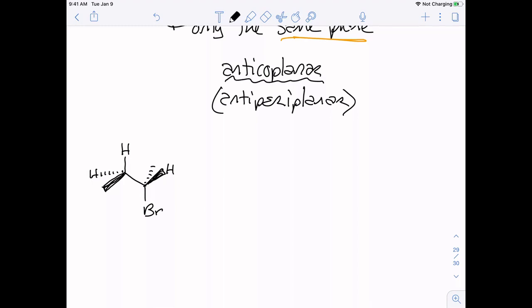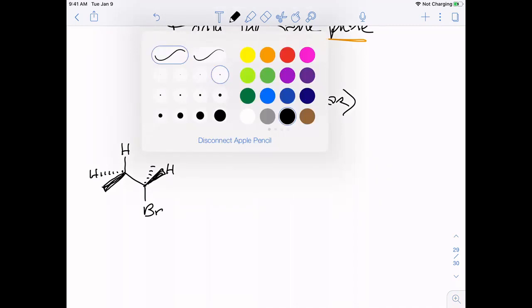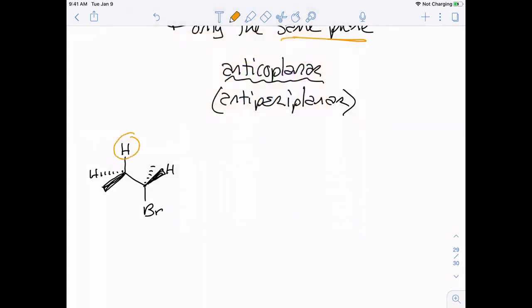The reason I'm doing that is I want to make sure that I show the proper geometry of that elimination. The hydrogen that we're going to take and the bromine that's going to leave, remember those need to be anti to each other and on the same plane. So they're on the plane of my iPad. I have the hydrogen going up, I have the bromine going down, so they're opposite.